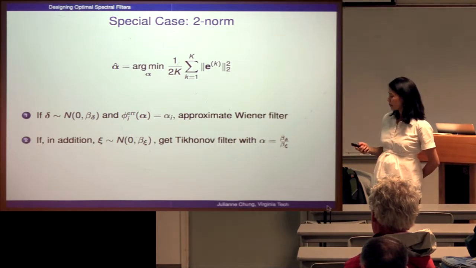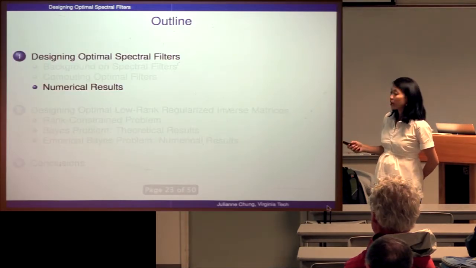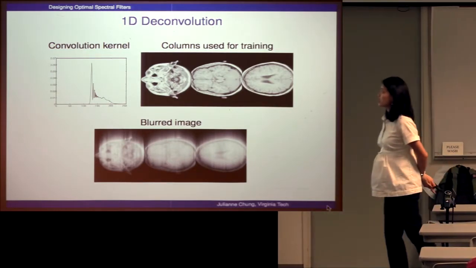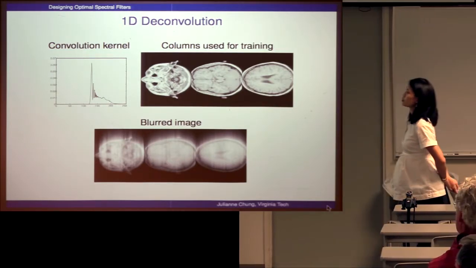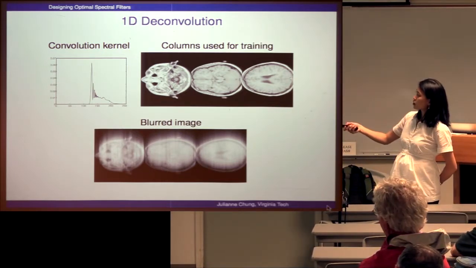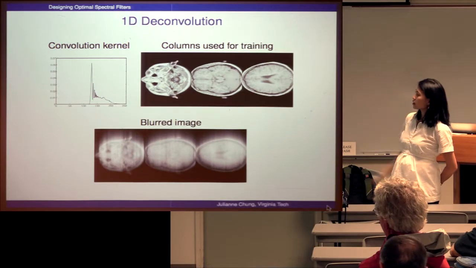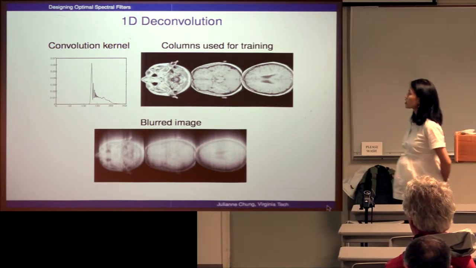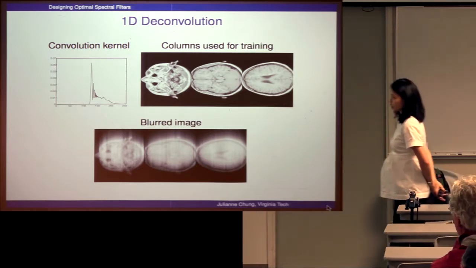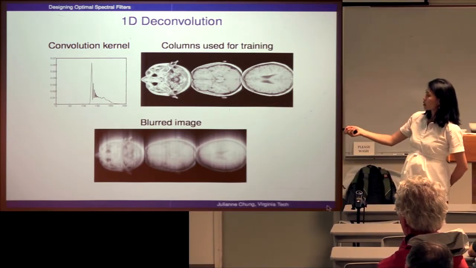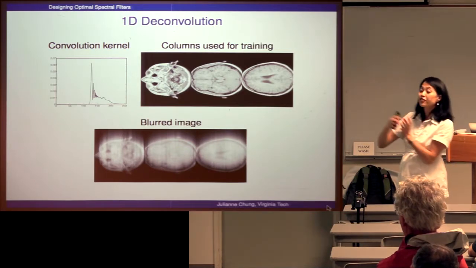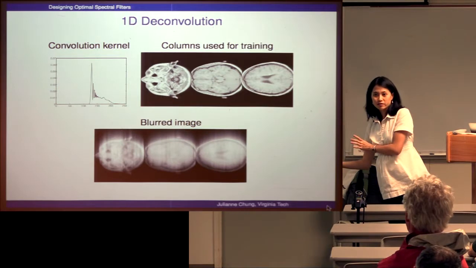All right, so let me give you some results. We looked at two different problems: a 1D deconvolution problem and then a 2D one. In the 1D problem, we used this convolution kernel here. It looks a little bit funny, but we used columns of these images for training, and we obtained these blurred images. This generates our training data. Then we have a different set of images that we use for validation.